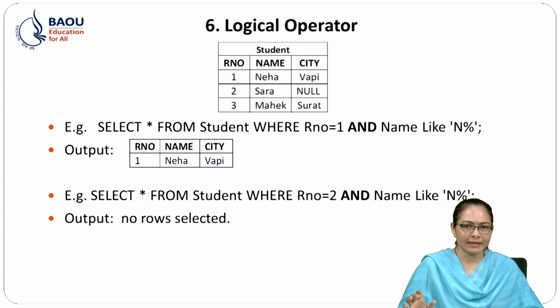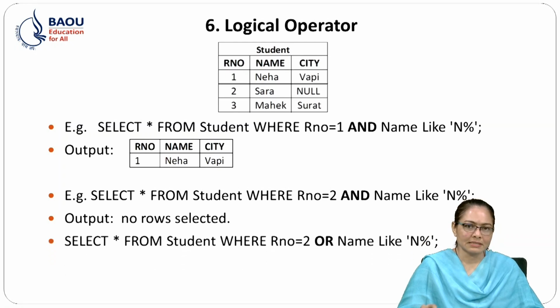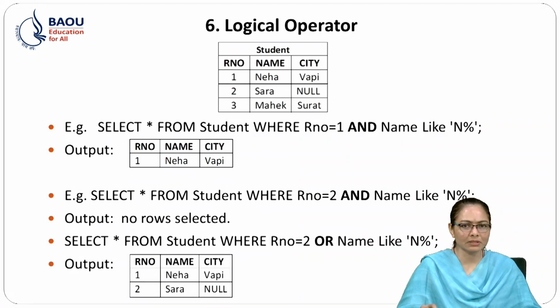The third query is the same as the second query but uses OR instead of AND. For example, select * from student where roll number = 2 or name like 'N%'; Here the OR condition is used. So, if one of the conditions is satisfied, then the output is displayed. In this query, both conditions are not satisfied together.